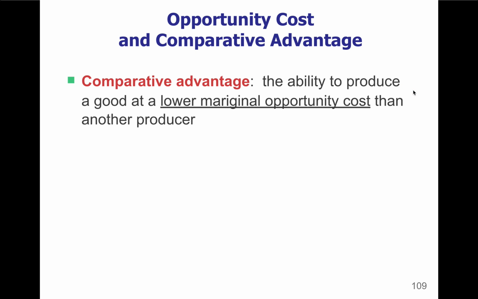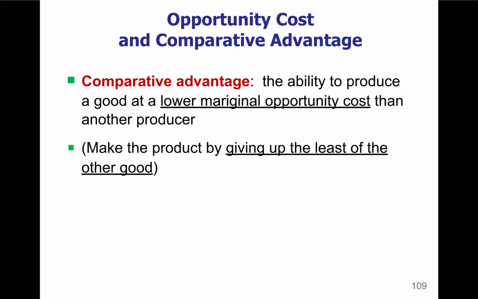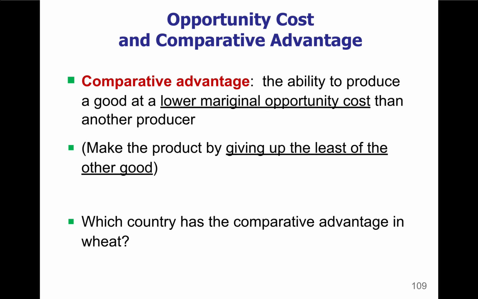Trade is based on comparative advantage, which is the ability to produce a good at a lower marginal opportunity cost than another producer. Remember, opportunity cost is what you're giving up. So you want to be able to produce a good by giving up the least amount of the other good. So if you think back to our wheat and computers example, which country has the comparative advantage in wheat? Hopefully you said the United States.